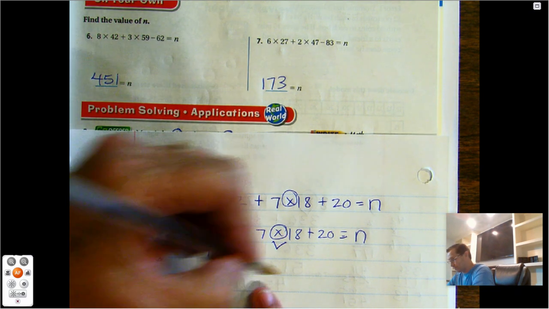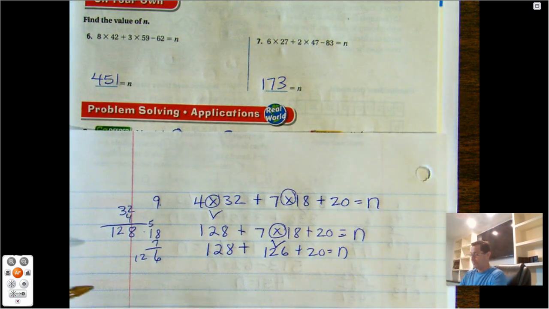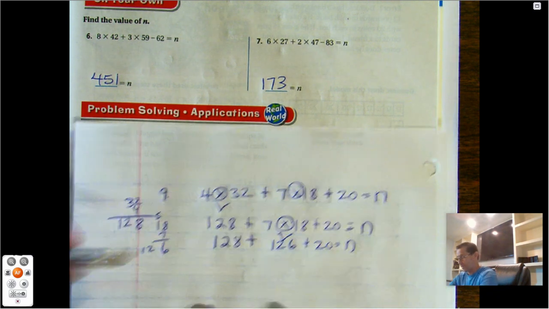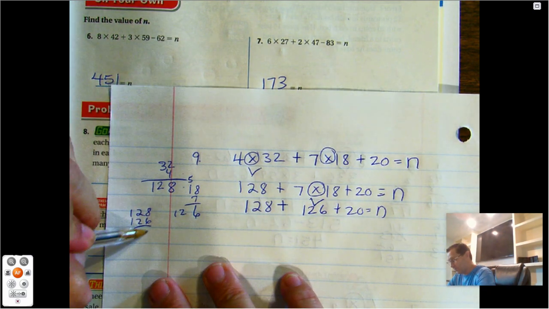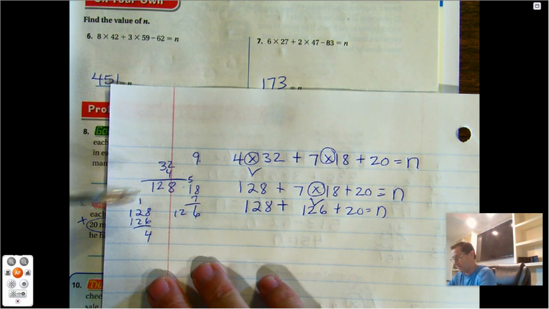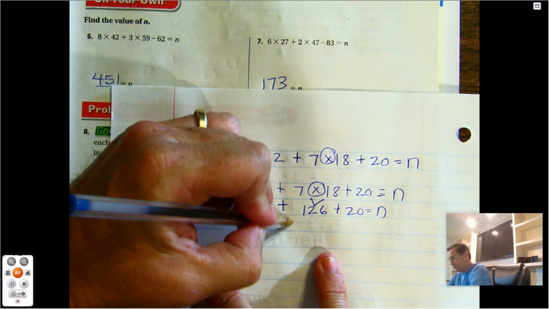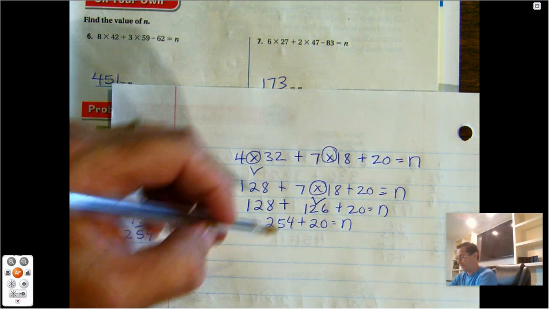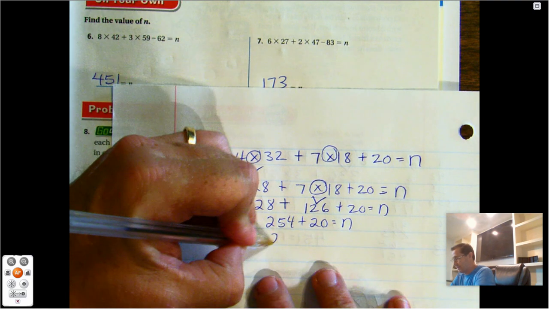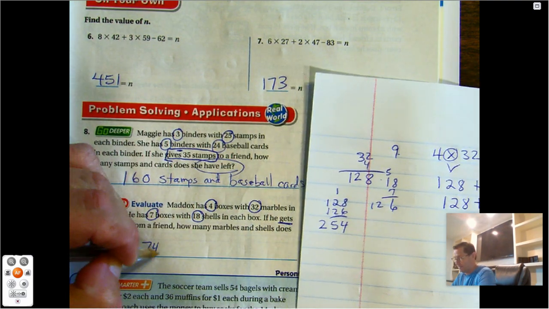All right, so now all I have left is addition. So 128 plus 126. 14 ones, regroup as 1 ten and 4 ones. 2, 4, 5 tens. 100, 100, 254. Plus 20. Okay, this one we can do in our head. 54, add 20 more, 274. So 274 marbles and shells.